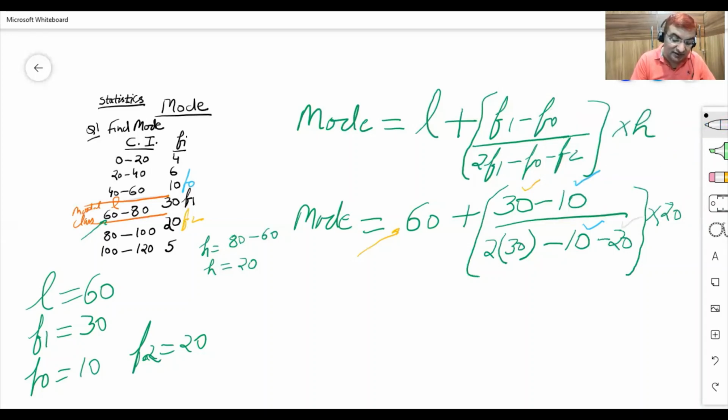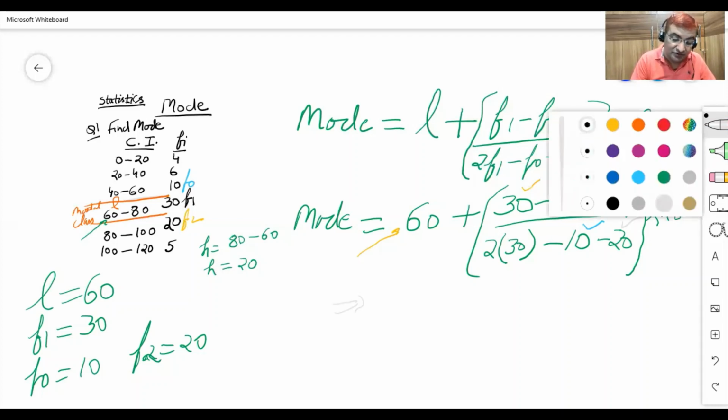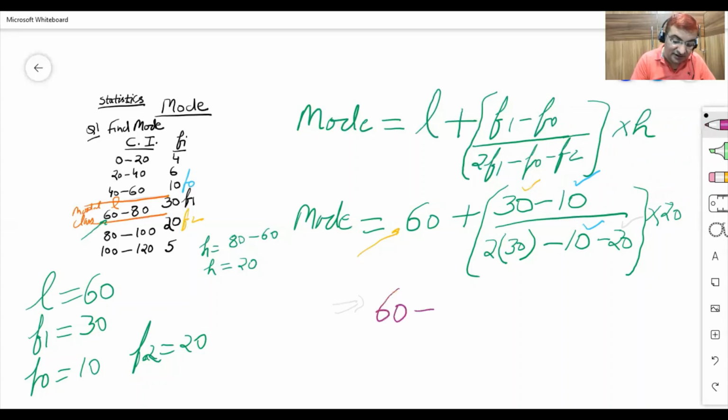Now the last thing is, please concentrate here, the values will be substituted. First of all, we'll write this as 60 as it is. Then 30 minus 10. 30 minus 10 in the numerator will give me 20. In the denominator, 2 into 30 is 60. And 60 minus 10 and minus 20 will give me minus 30.